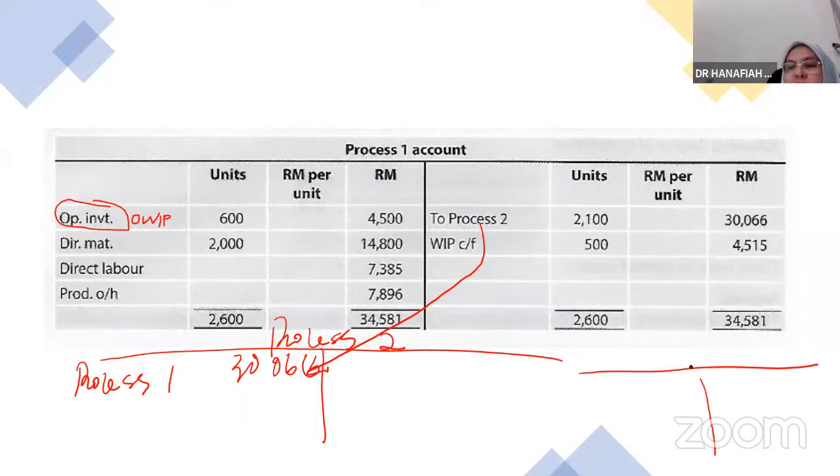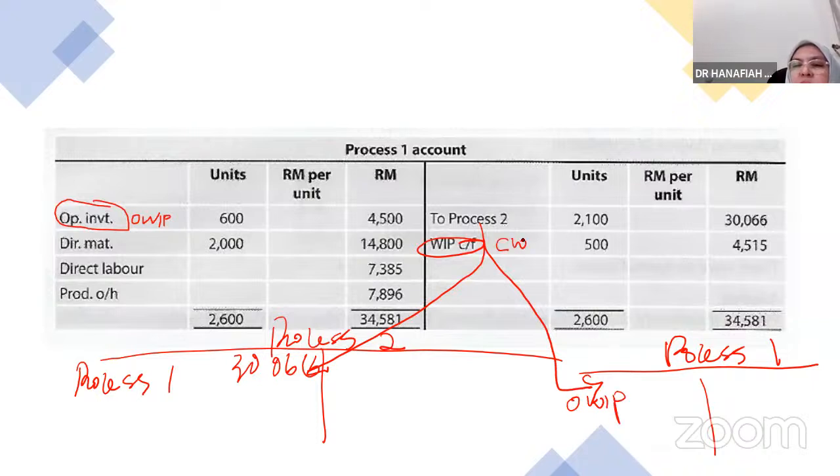And in process 1, you do not transfer this to process 2, but the work in progress here needs to be transferred to the following month, still in process 1, but we call it opening work in progress. Here is closing work in progress, and next month the opening work in progress is 4515. So that is how it looks.